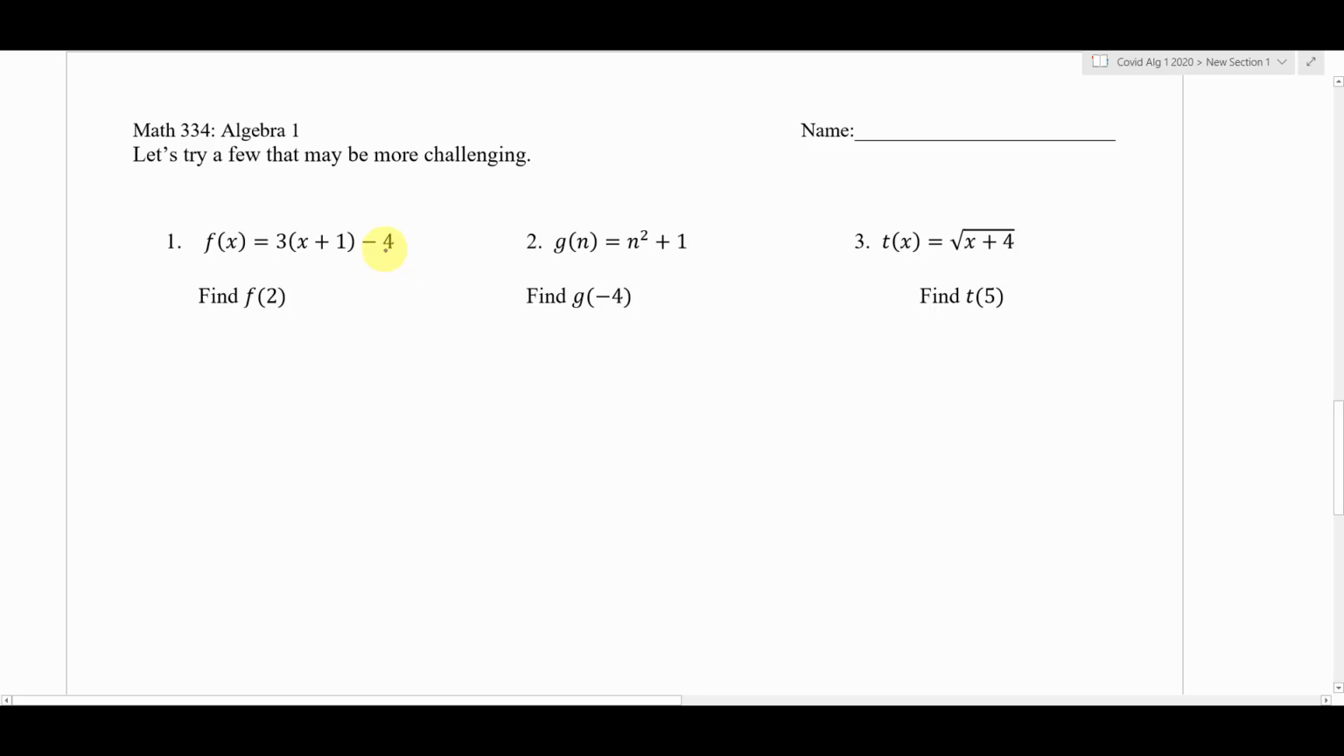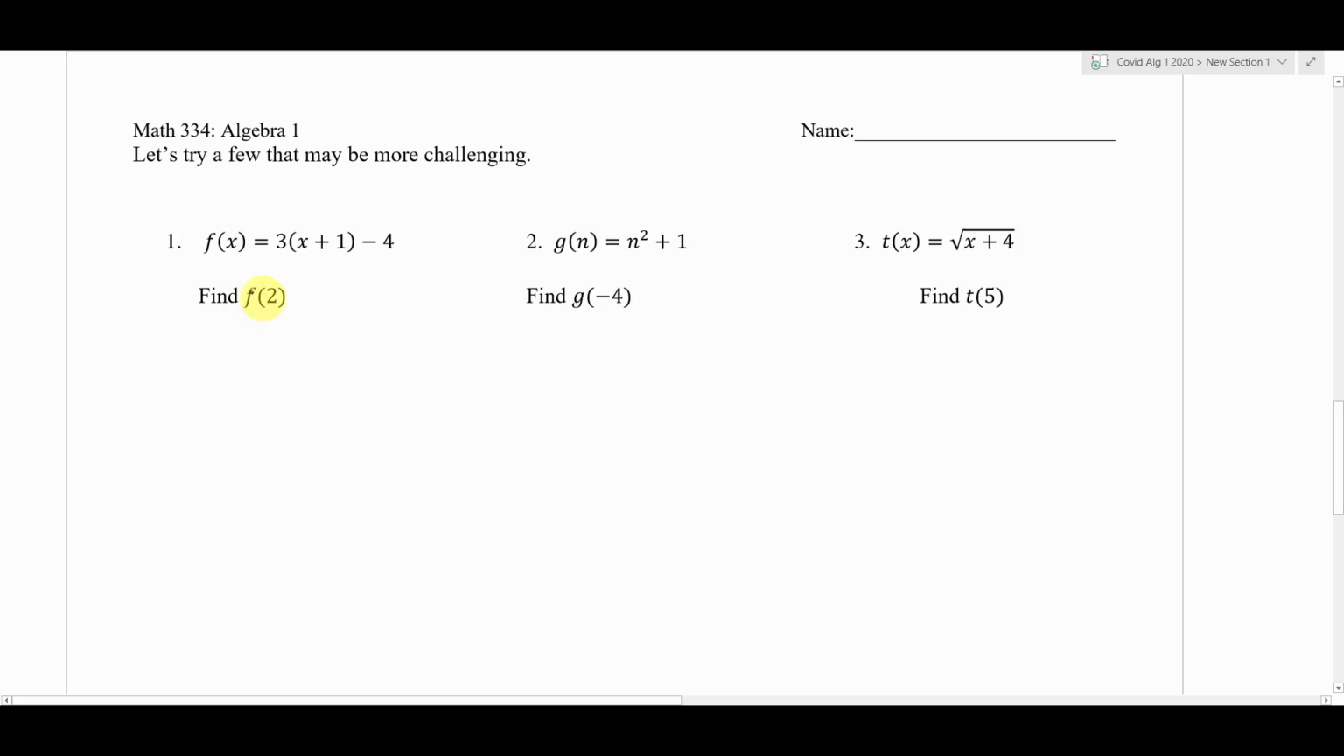All right, now let's try a few that may be a bit more challenging. It's got some more stuff going on here. You'll notice we got rid of the machine for these problems, so really all we need is the rule, and we need to be given an input or an output. So when I look here at number 1, I can see the rule right here. The name of the function is still f, and my input is the variable x, whatever they tell me x is going to be.